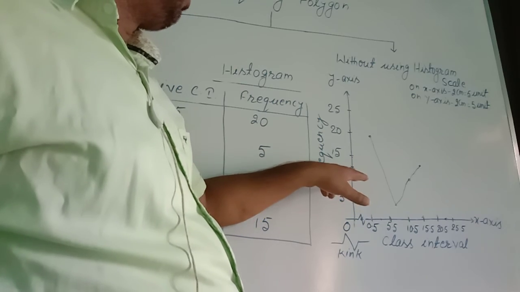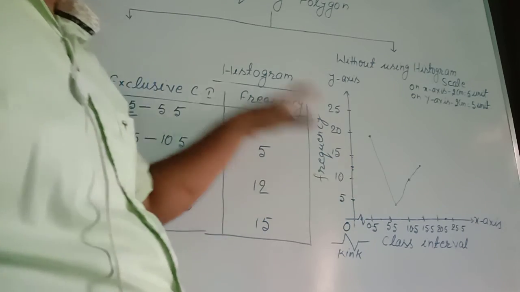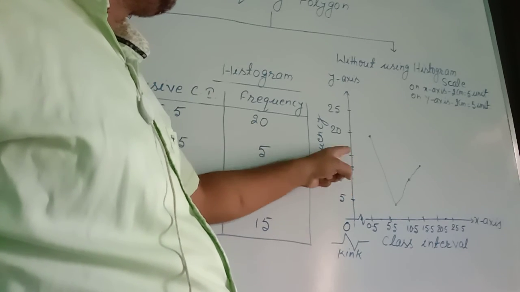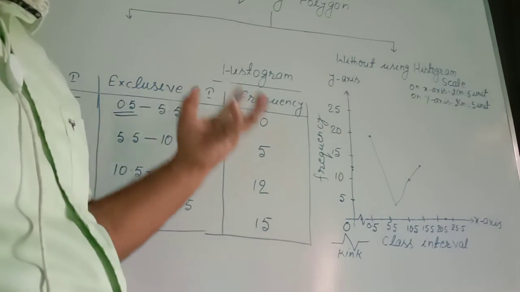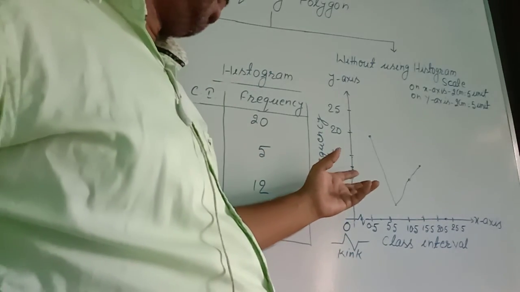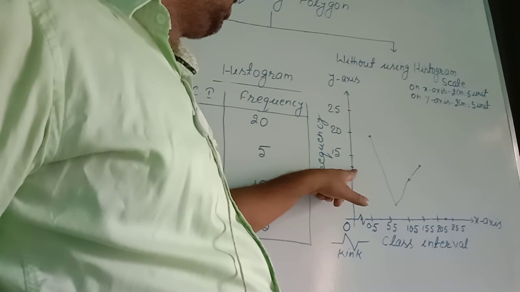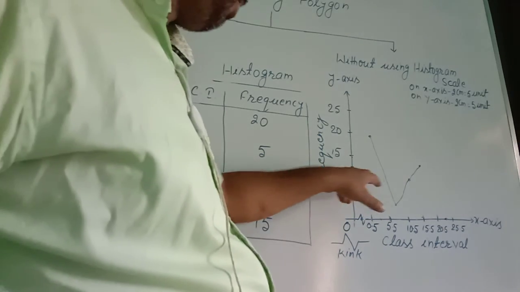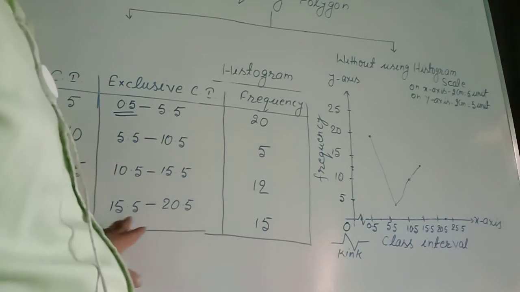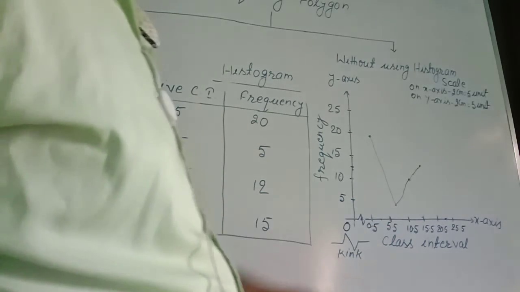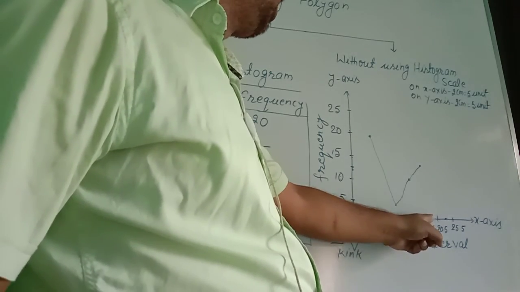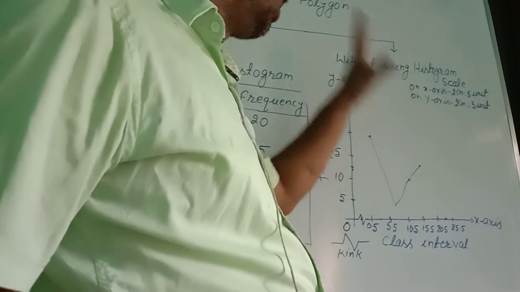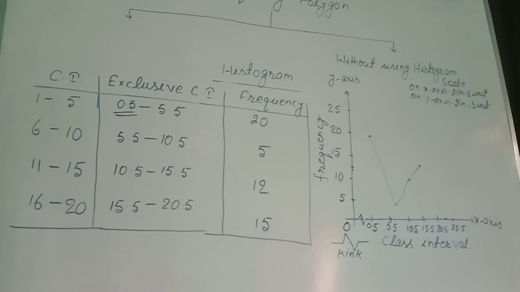And again I repeat, for this 2 units we go this way: since 5 units equal 20 millimeter divisions, how many millimeter divisions equal 2 units? As per your calculation, that will be 8. So from here you count 8 millimeter divisions. It may come here, in front of this you give a point. And the last is for the class interval 15.5 to 20.5, the frequency is 15. Find the middle point, go to match with 15, and give a point here. Now use a scale to join all these middle points. This becomes the frequency polygon without using a histogram.